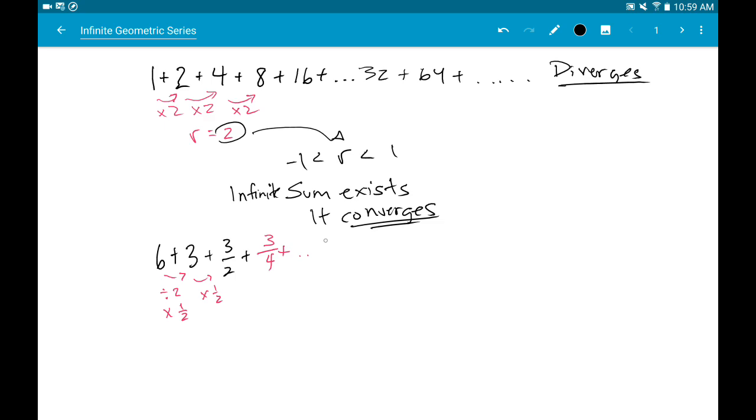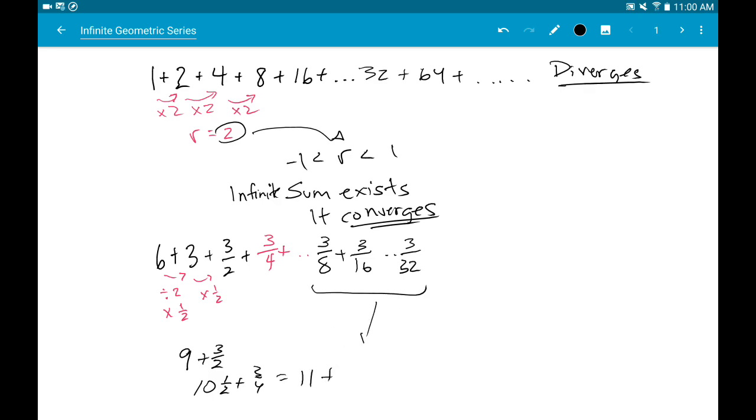But down here, if you continue this pattern, 3/8, 3/16, just generally speaking, these fractions are getting smaller. Visually speaking, if you added these together, 6 plus 3 is 9. Then if you add 3/2, you're at 10.5. Then you add 3/4, you're at 11. And then you start adding these fractions.